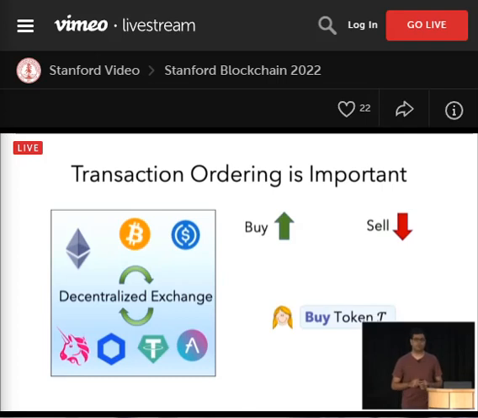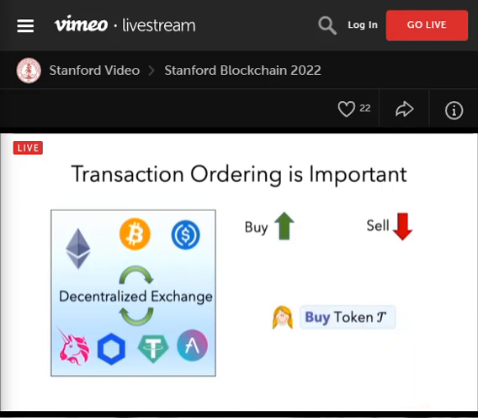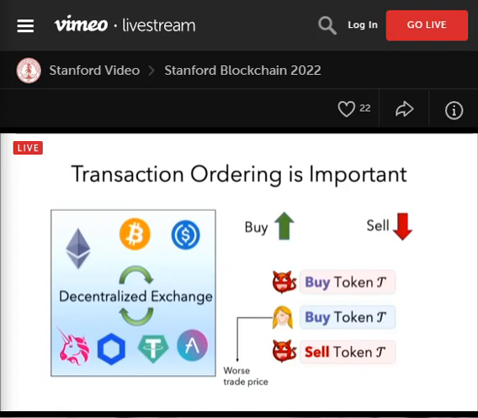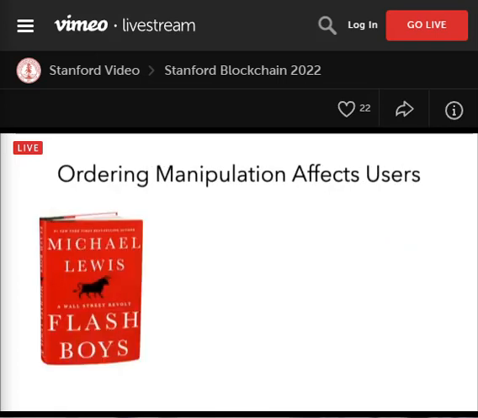So now let's take an example of a user, Alice, who wants to buy a token T from the exchange. An adversary that sees this transaction can insert two transactions, one before Alice and one after Alice. The before transaction will buy the same token, and the transaction after Alice will sell the token. This is what's colloquially known as a sandwich attack. What this ends up doing is it results in a worse execution price for Alice, and the adversary is able to profit from the difference in prices that it caused by manipulating the transaction ordering.